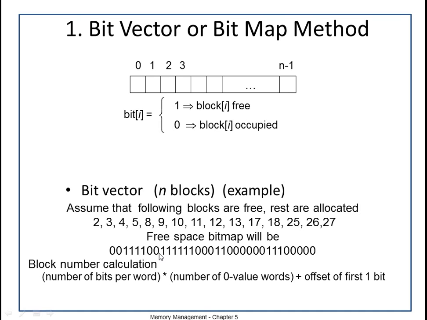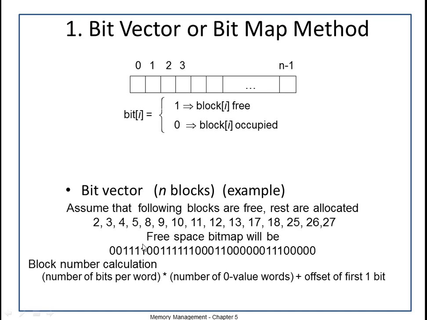Again 6, 7 are allocated, so represented by 0. Again 8, 9, 10, 11, 12, 13 are free, so represented by 1. And after that again 14, 15, 16 are allocated, so represented by 0. And 17, 18 are free, so represented by 1. So in this way we will put either 0 or 1 for allocated and free blocks. So this is the bitmap or bit vector for this particular example.